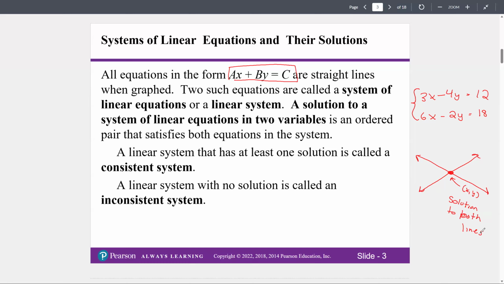A linear system that has at least one solution is going to be called consistent. So at least one solution. Sometimes you can have multiple solutions. A system with no solution is called inconsistent. So this would be the one where you'd have no solution. Oh, it says right there, no solutions. Sorry, so this one is either going to be one solution or maybe infinite solutions.